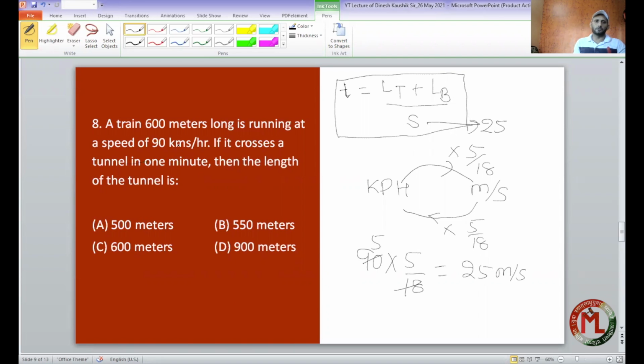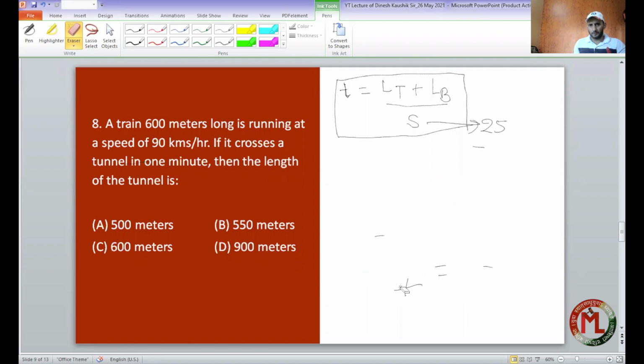Okay, my dear. Now substitute these values. So we have to convert the speed in meter per second. But one more thing, if the lengths are in meters, speed is in meter per second, then time should be in seconds. So it is given that 1 minute can be written as 60 seconds. So substitute these values. 60 is equal to 600 meter, the length of the train, plus length of the tunnel or length of the bridge, divided by 25.